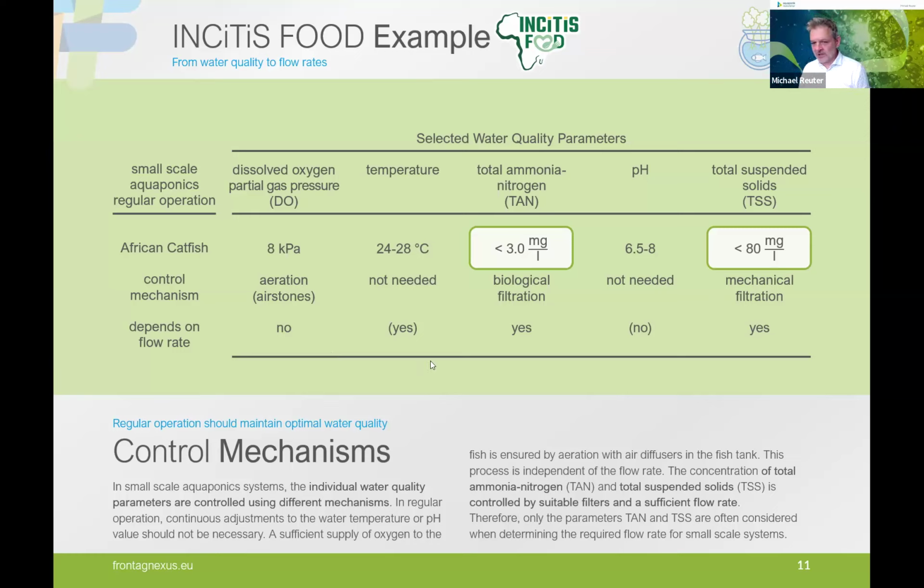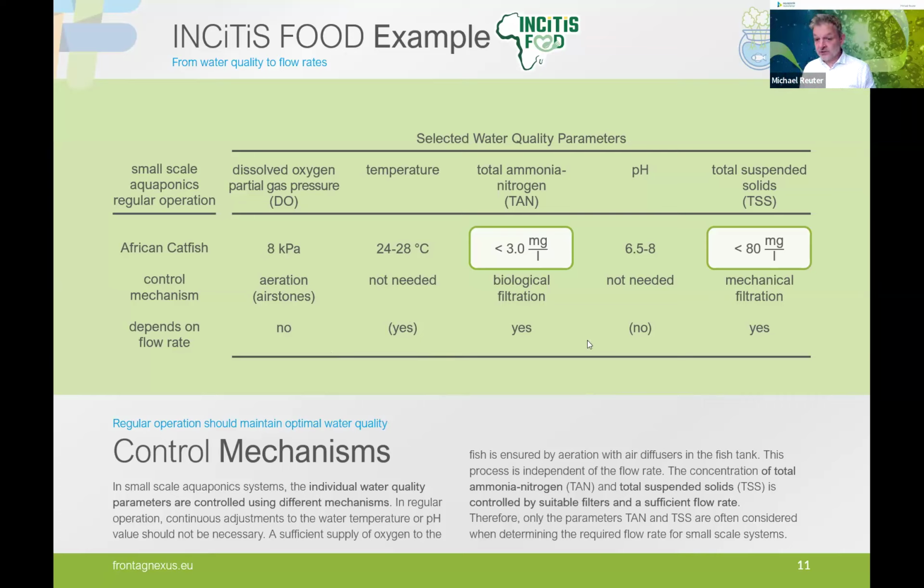But the temperature in general is not really linked to flow rate. Probably, if we have to heat or cool the water, obviously it will get a little link. If we don't have to take care of the temperature actively, because it's always in a range in the environment where our RAS is situated that is good for the fish, we don't have to do anything, so it's not linked to the flow rate.